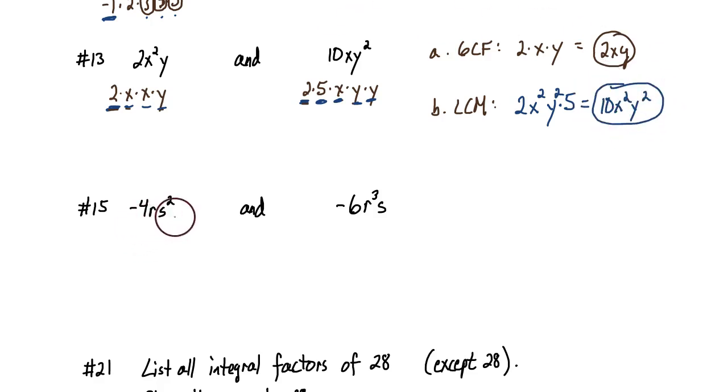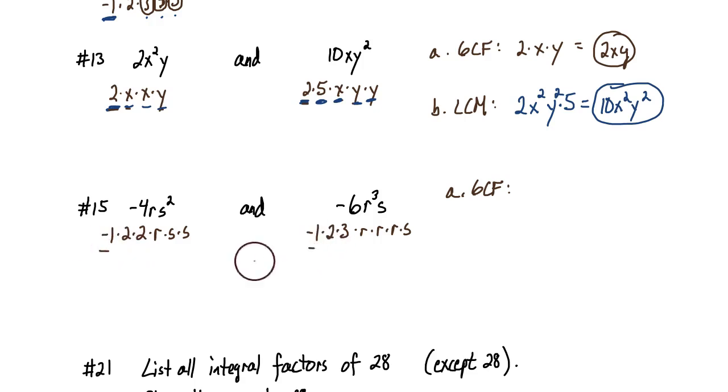Number 15. We can rewrite this number as -1 times 2 times 2 times r times s times s. The other one can be written as -1 times 2 times 3 times r times r times r times s. From these expansions, we can get our GCF and our LCM. By definition, greatest common factors are positive numbers, so we can ignore the -1 factor. There is a 2 common to both of them. Let's put a 2 in our GCF.